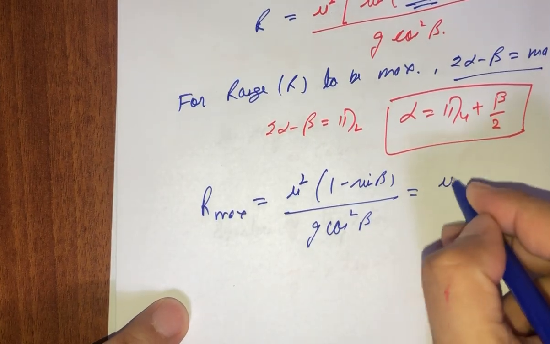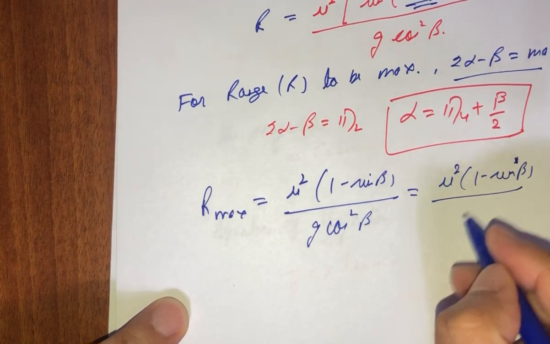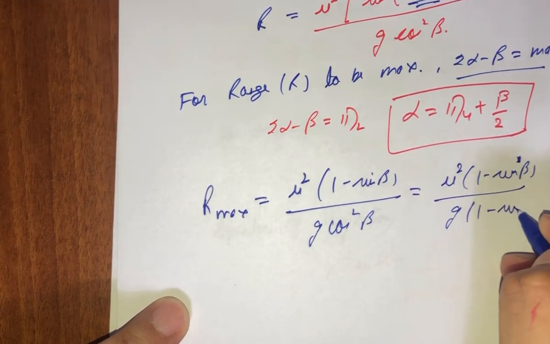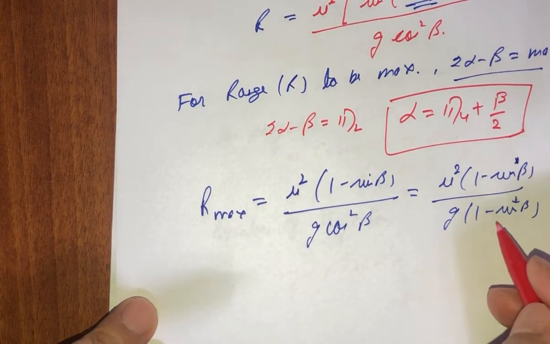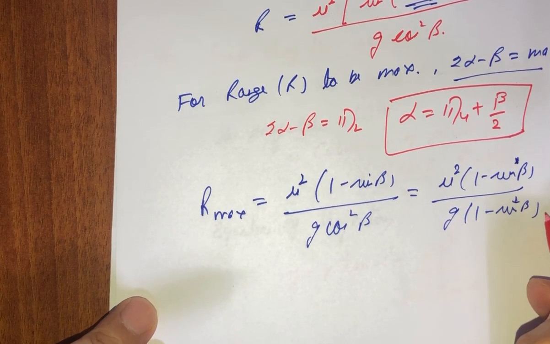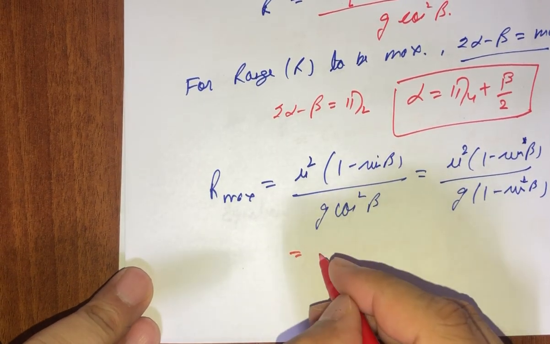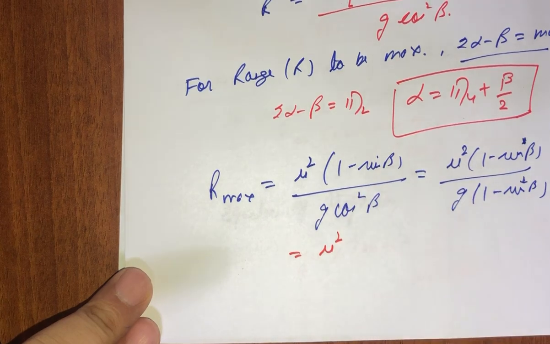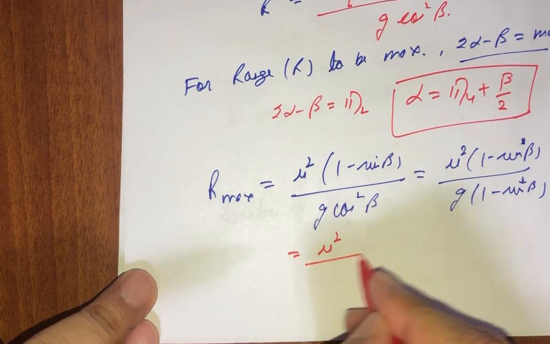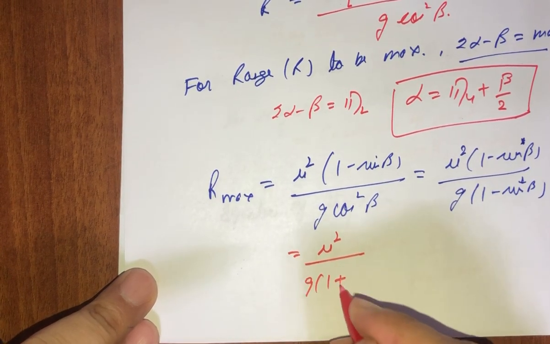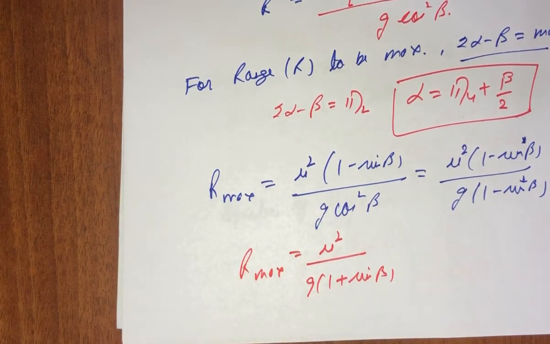Cos square beta can be written as 1 minus sine square beta, and 1 minus sine square beta can be expanded as 1 minus sine beta into 1 plus sine beta. So it cancels out. So we get u square divided by g into 1 plus sine beta. So this is our maximum range.